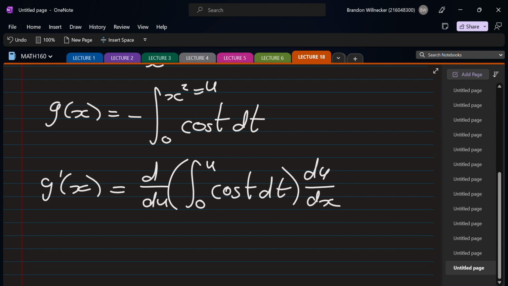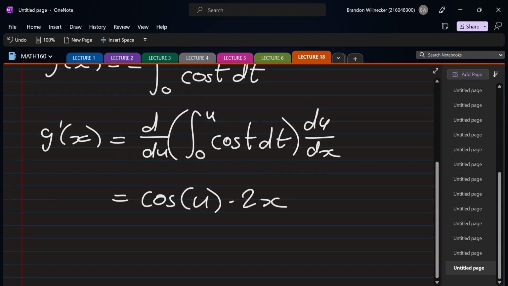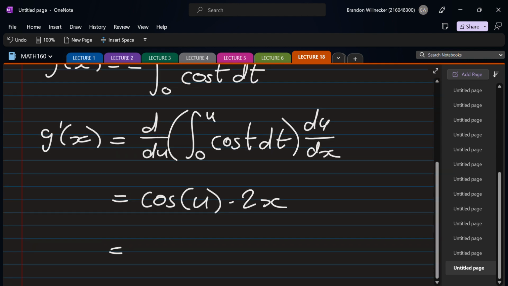Now the derivative of the integral, they cancel. So wherever you have a t, you then put a u, because that's at the top part there. So that's going to be cos of u, and then the du by dx. We said at the top there, u is equal to x squared. If you find the derivative, that's 2x. Okay, but we're not done yet. We can't leave it in terms of u. We have to put that x squared back.